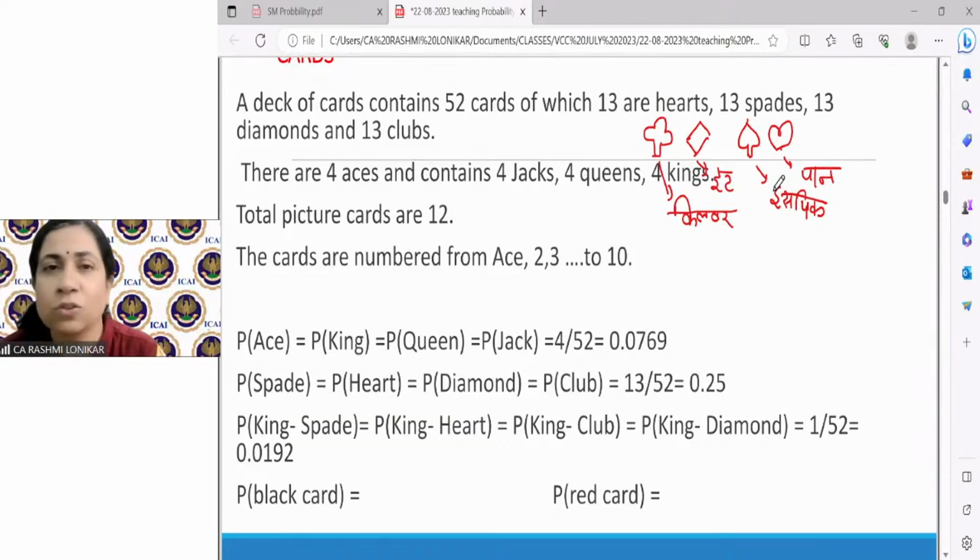Ikka, the ones we call ikka, are known as aces. So how many aces do I have in there? I have 4 aces. So what will be the probability of getting an ace? It will be 4 by 52.